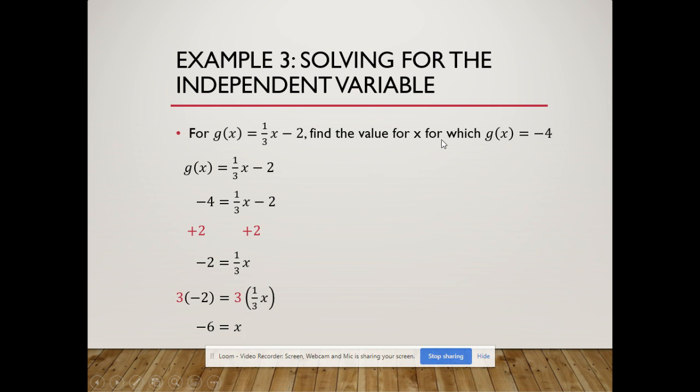So what's the value of x that would give us g of x equals -4? It's -6. And we could quickly test that if we wanted to make sure. 1/3 of -6 should be a -2. -2 minus 2 would give us -4. So the input of -6 gives us the output of -4. And that's the process. If they give you an output number, just replace your function with that number and then solve for x, and you'll know what input would give that output.